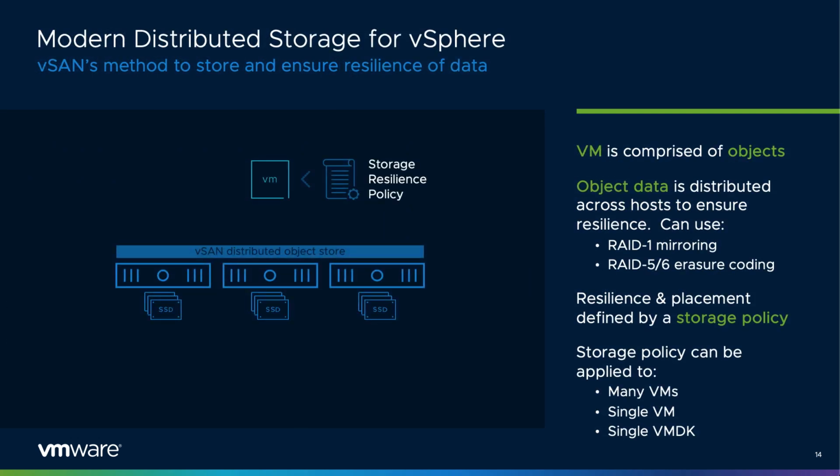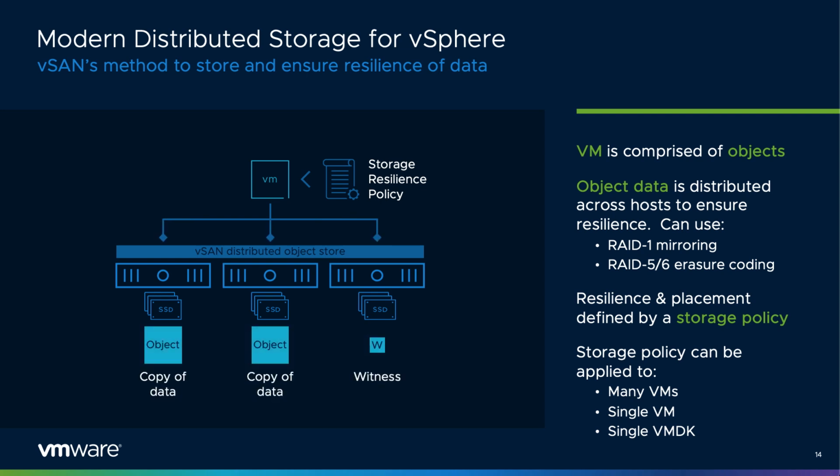VMware vSAN uses a data placement approach that's most analogous to an object store. VMs that live on vSAN storage are comprised of a number of storage objects, which can be thought of as a unit of data. The data is placed across hosts in the cluster to ensure the resilience of that data. What makes vSAN so powerful is that the administrator simply applies a storage policy to one or many VMs that define the outcome or the desired level of resilience, and vSAN takes care of the rest.